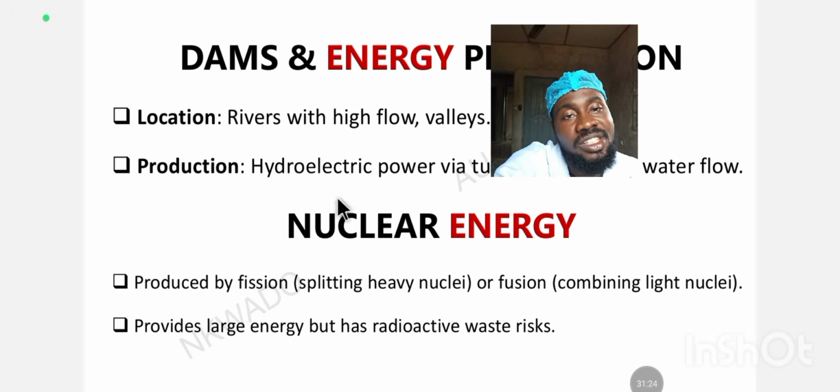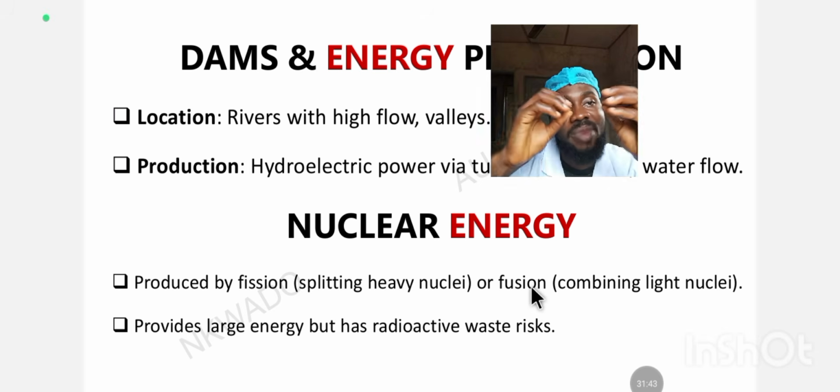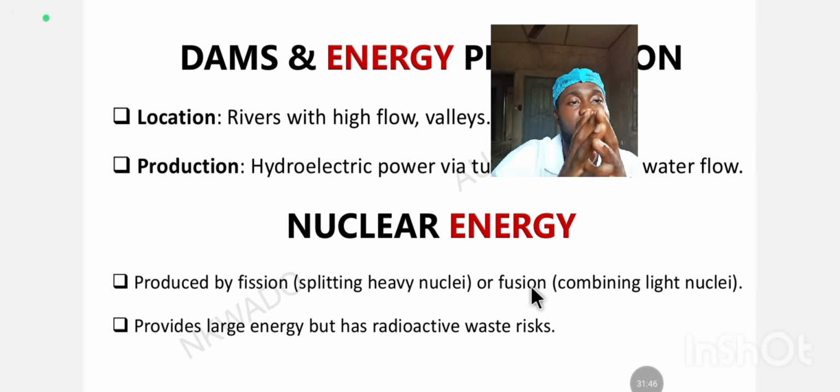So, nuclear energy. What do we understand by the word nuclear energy? Nuclear energy is produced by what? Fission. When you say fission, it means splitting of a heavy nucleus. It can also be formed from fusion, which is combining two light nuclei to form a heavier nucleus. So the essence of fission is to break down a heavy nucleus to form lighter nuclei, while the essence of fusion is to form a heavier nucleus. And nuclear energy provides a large amount of energy, but has radioactive risk.